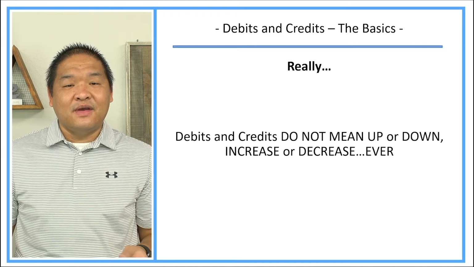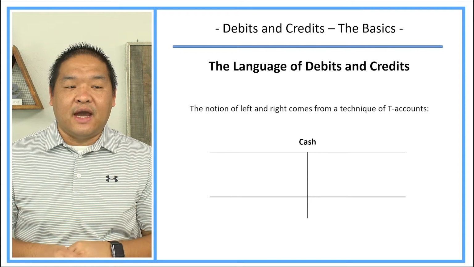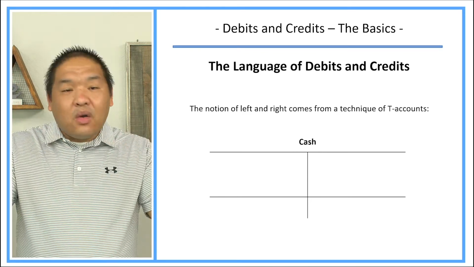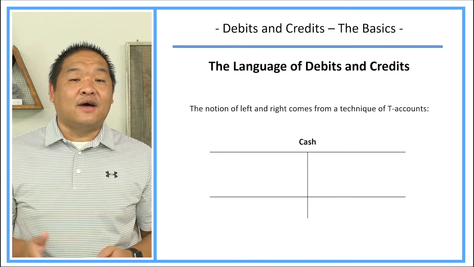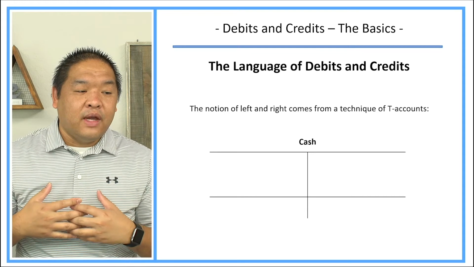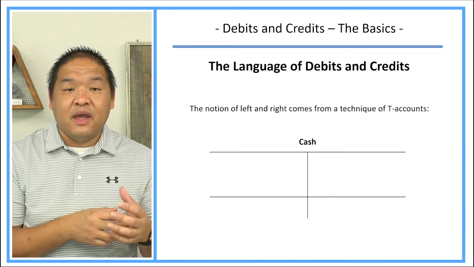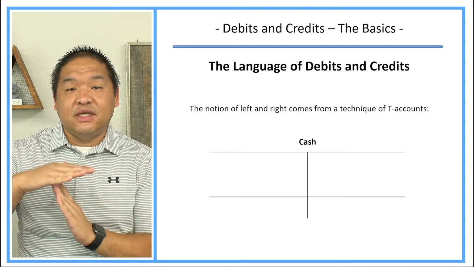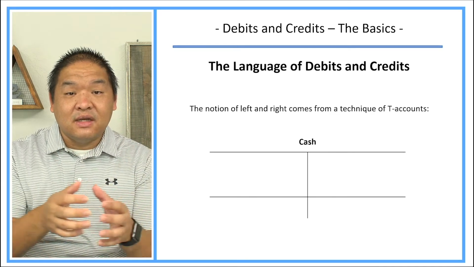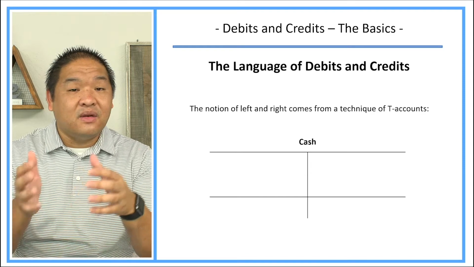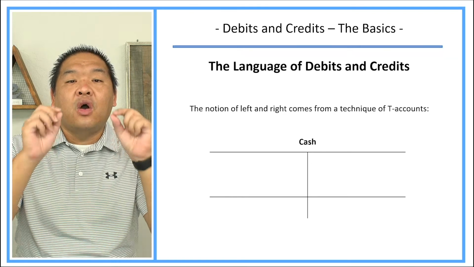Now, where does this come from? This is where it comes from. The notion of left or right comes from the techniques of T accounts. I don't know when, because I didn't look up the history, but at some point in time, we classified all of our accounts using T's, meaning that when a transaction happens, we would do a journal entry, and then we would take that journal entry and organize them into T accounts. And every account has a T. So cash would have a T, accounts receivable would have a T, equipment would have a T, and in those T accounts, we would keep track of everything that we did with that account.